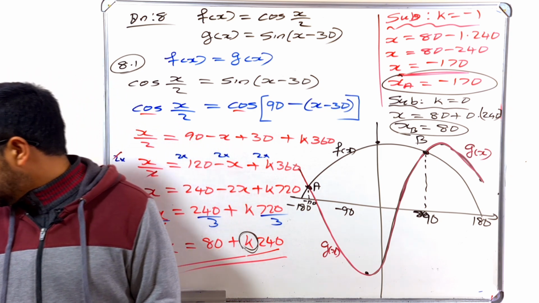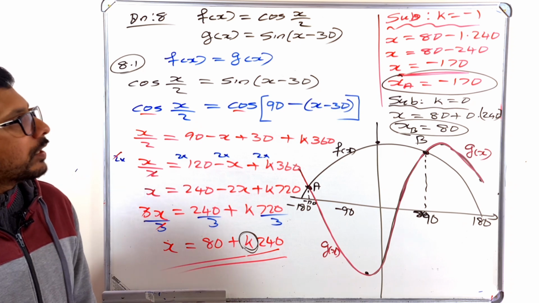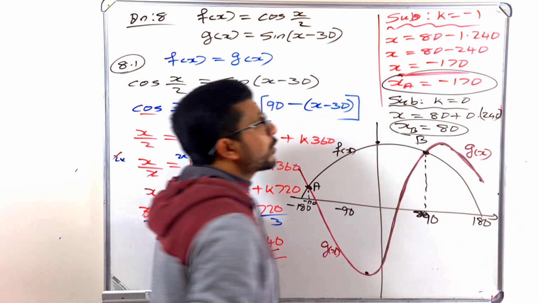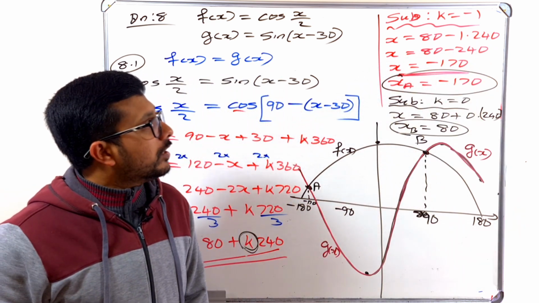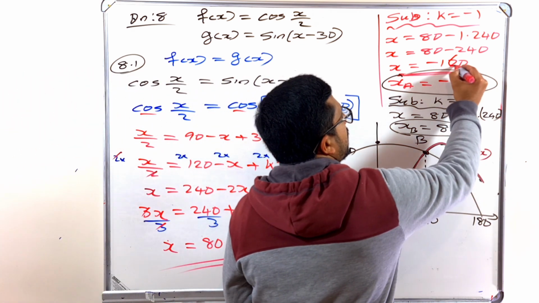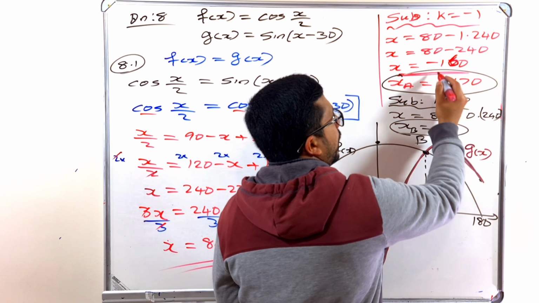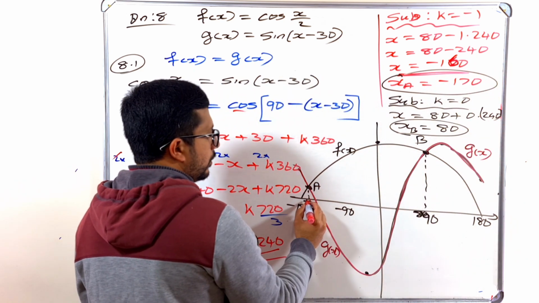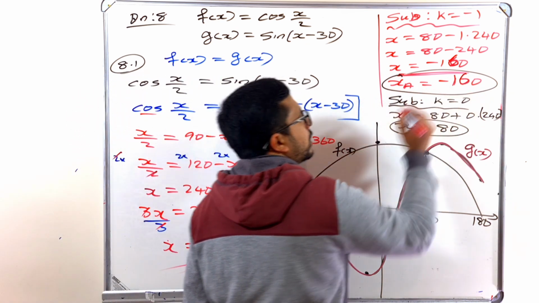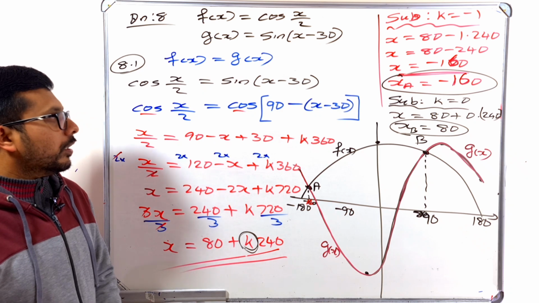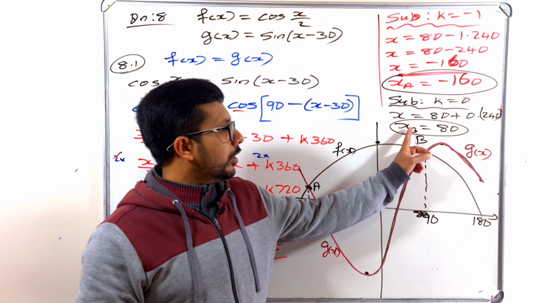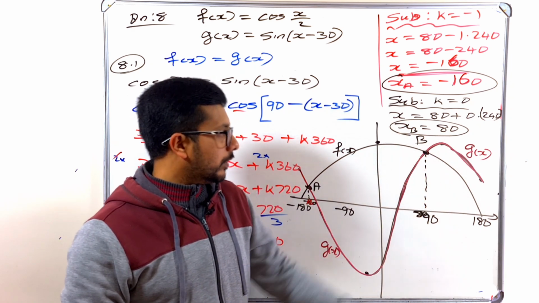Now let's move to question number 8.2. Sorry guys, there is a small correction there. What is 80 minus 240? I made a small mistake there. That is not minus 170, it is minus 160. 80 minus 240 is minus 160. So at this point it is minus 160, not 170. So the x coordinate of A is minus 160 and the x coordinate of B is positive 80.